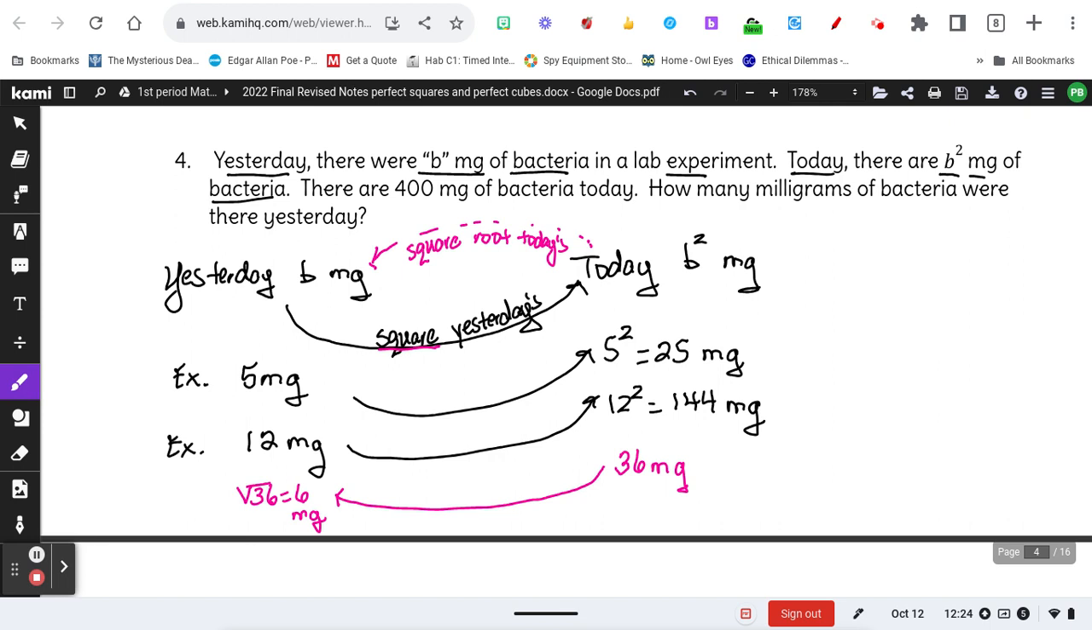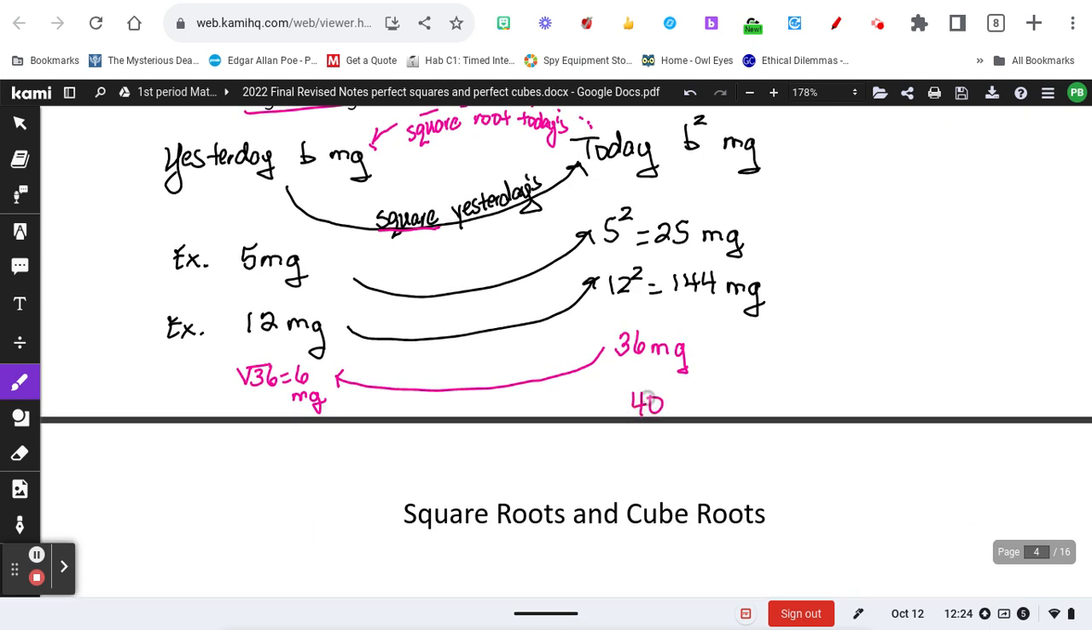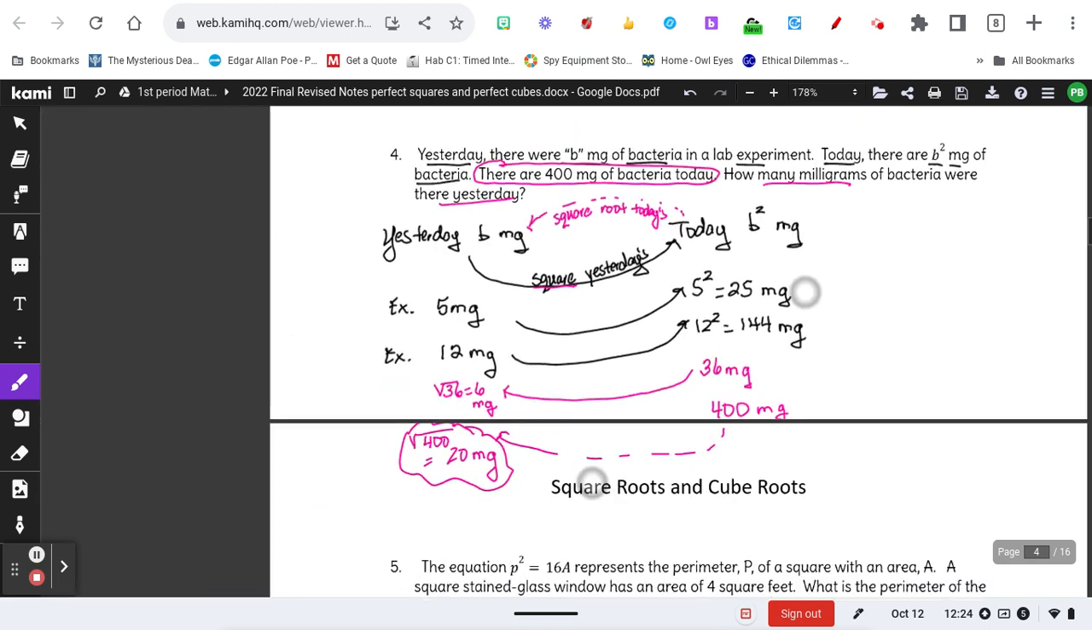So let's take a look at this question. It says there are 400 milligrams of bacteria today. How many milligrams of bacteria were there yesterday? So I'm going to start off over here with 400 milligrams, and I want to work my way to yesterday. So I'm going to take the square root of 400. The square root of 400 is simply 20. So my answer is 20 milligrams, okay?